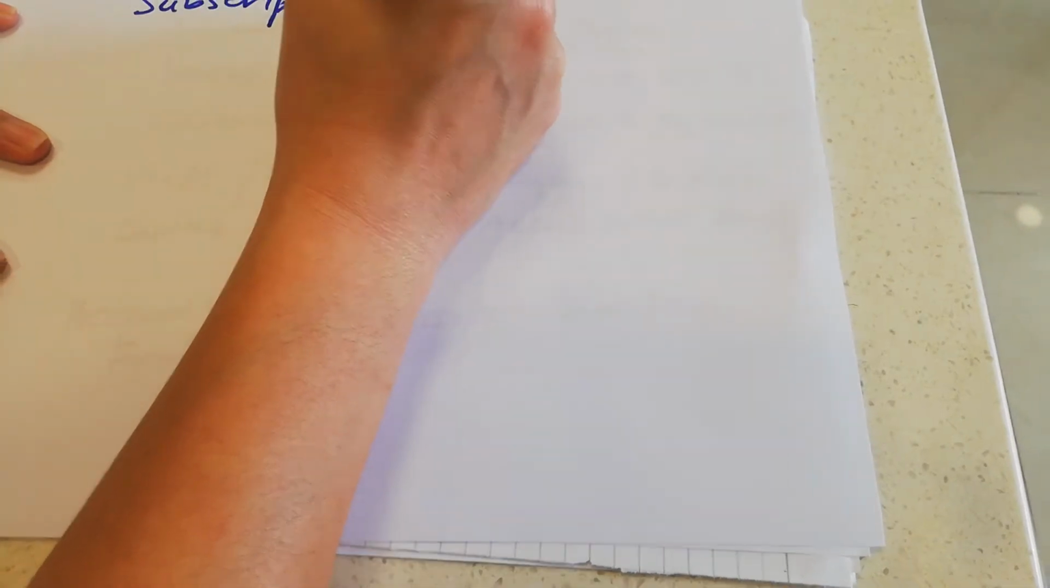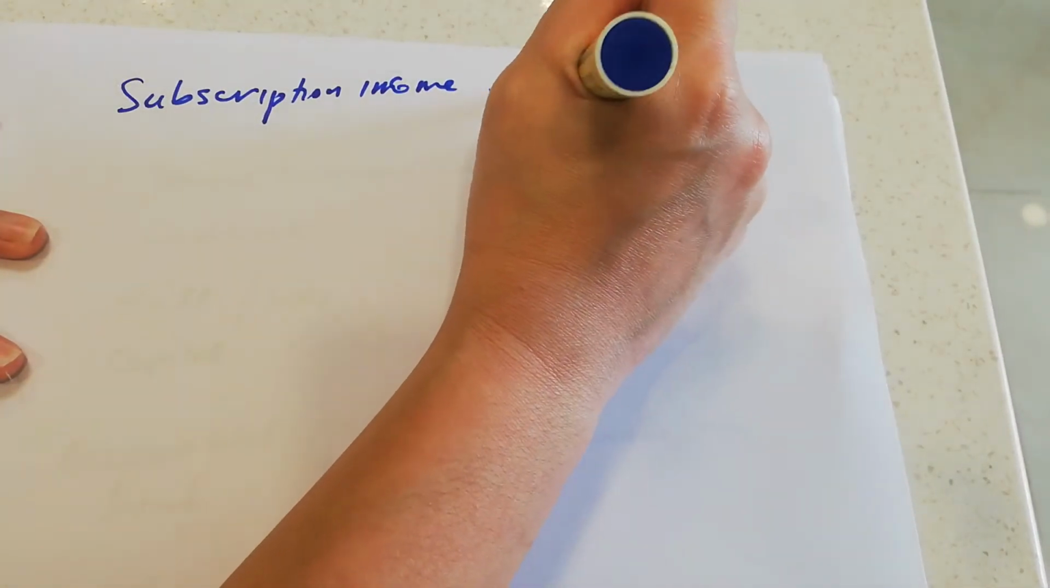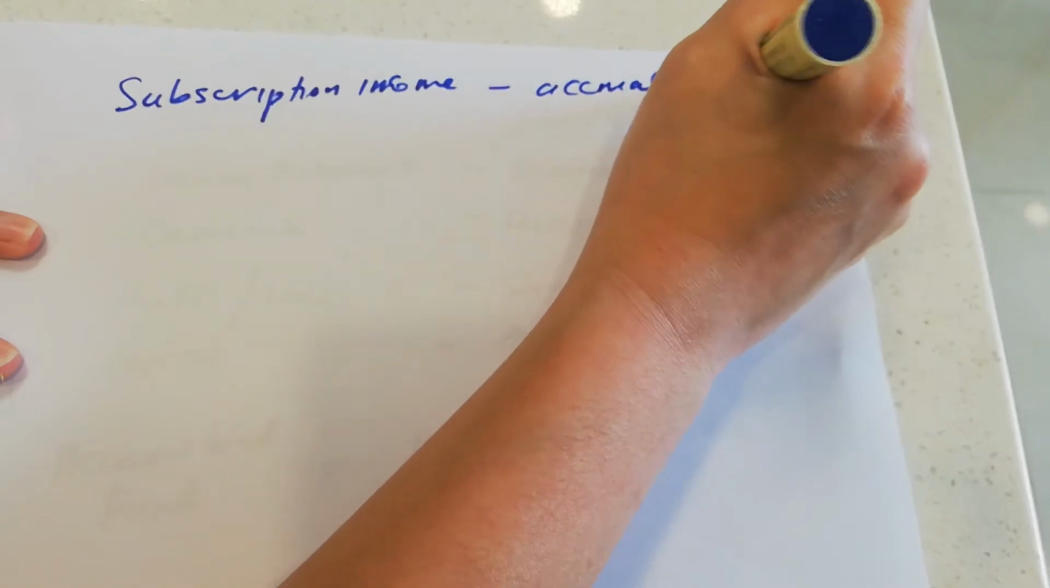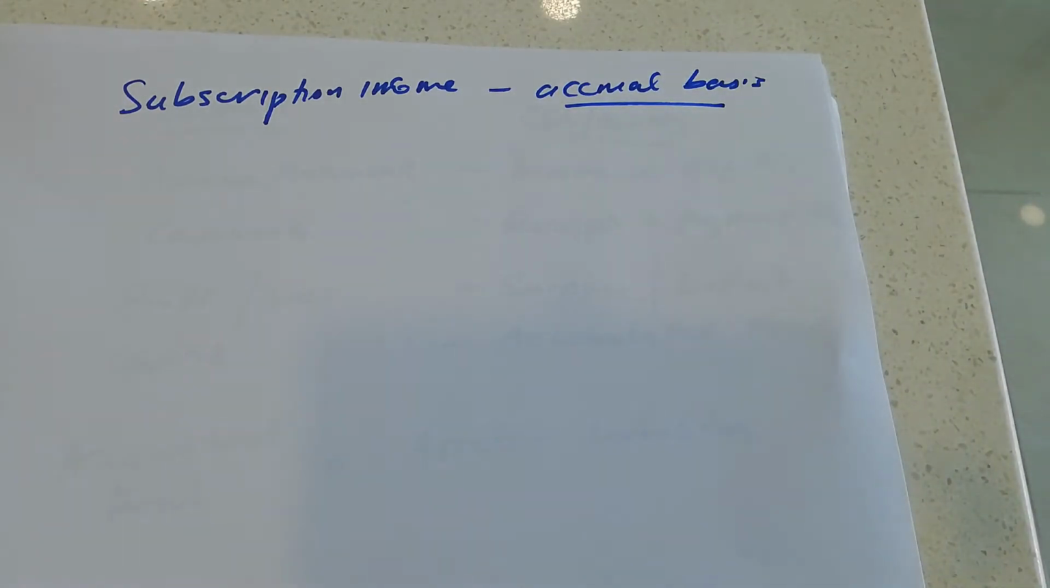Remember, your subscription income is not on receipt basis. It's on accrual basis. So this is very important. So you cannot just look at the subscription figure in the receipts and payment account and then put that same figure into the income and expenditure account. You got to work out what is the subscription income due for the year.